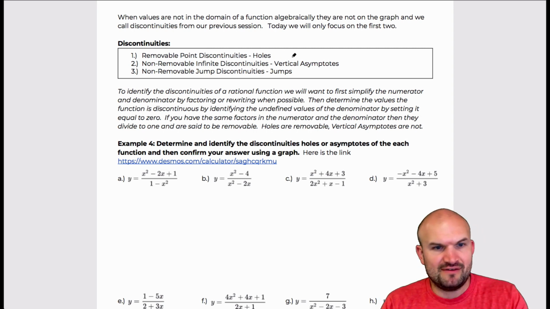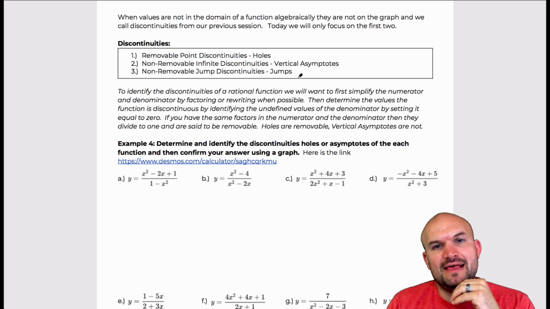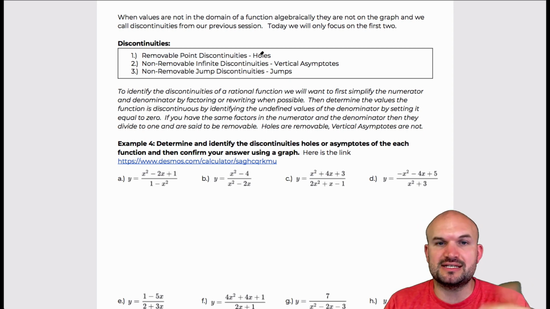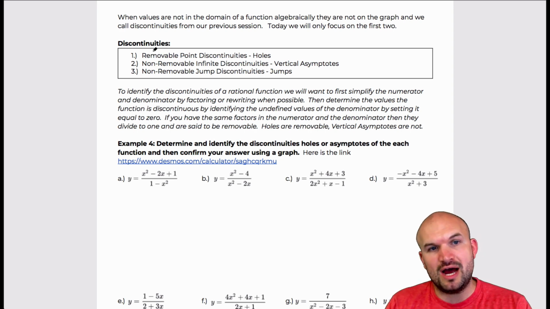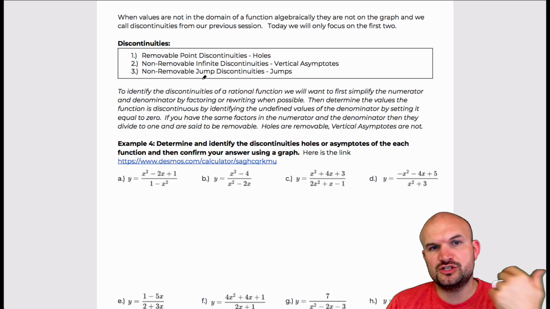And we looked at that in a graph. It just looks like a nice little blank hole. And then I kind of referred to it previously in this lesson. We'll talk about when the holes occur and why they're called removable. And then we talk about our two non-removable.